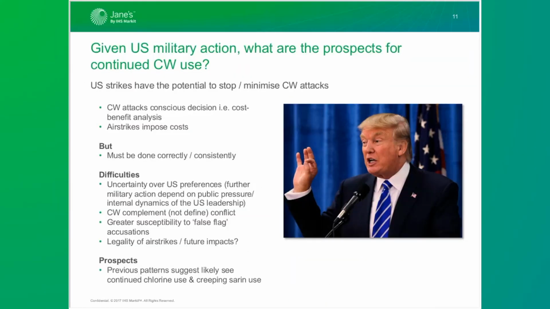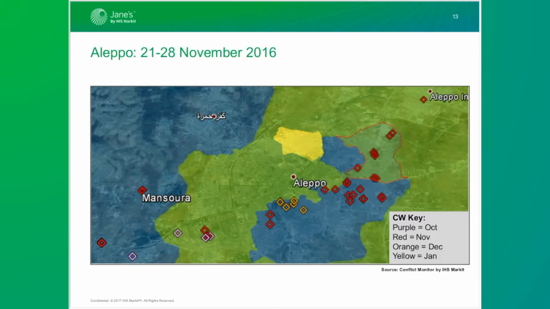correctly and consistently. Ironically too, the more the US responds to chemical weapon strikes, the greater its susceptibility to accusations of false flag attacks or false flag accusations. This is where the Syrian government, for example, claims that an attack did happen, but it was orchestrated by rebels in order to draw in international attention.